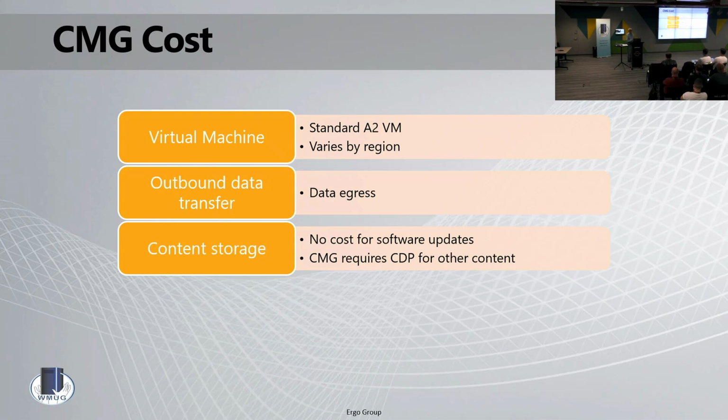So internet-based clients using CMG get the software updates directly from Windows Updates. So you don't have to host that content. So for you, there's no charge for the content storage, which is very cool. If you want to do applications, you need to distribute these applications to a cloud DP, and you will then be charged for the storage of that data.